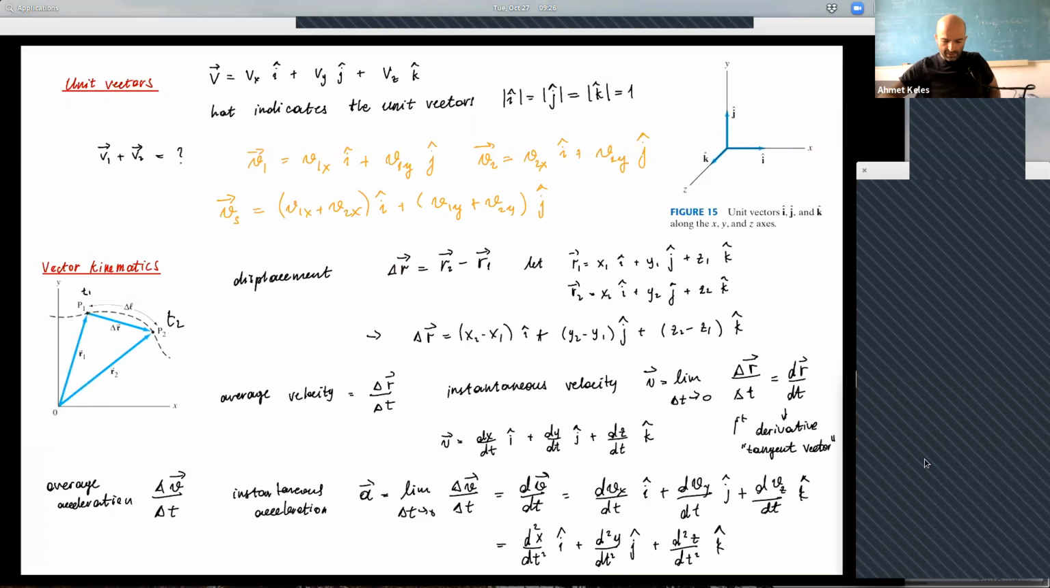If you do this unit vector decomposition like I showed you, delta R vector is equal to (x2 minus x1) i hat, (y2 minus y1) j hat, and (z2 minus z1) k hat. Once we have this, we can talk about average velocity like we did last week: delta R vector over delta t. Instantaneous velocity is defined as the limit where delta t goes to 0. You can do the same thing and get the same result.